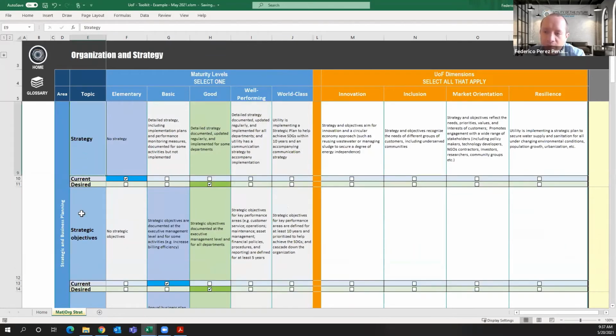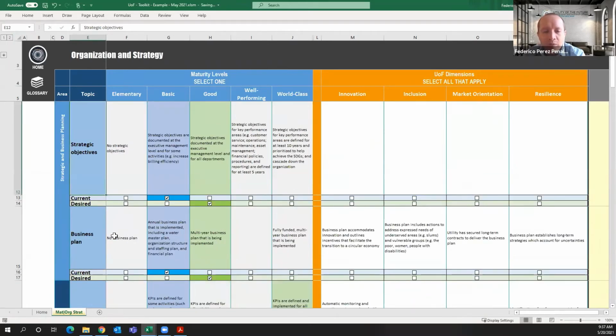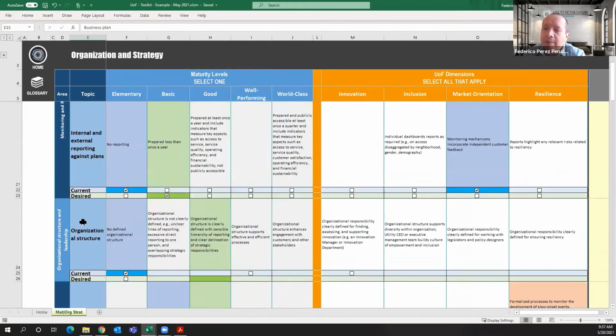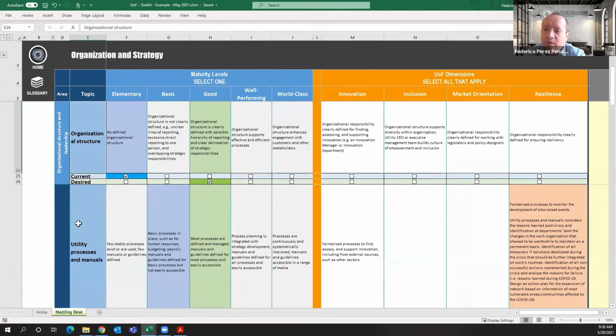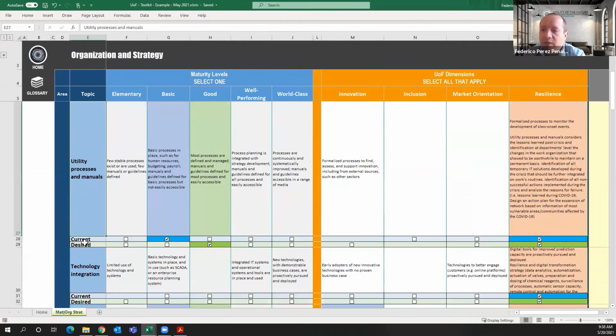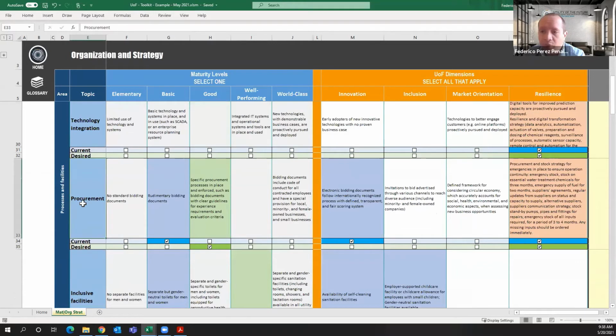Also, we ask if we have strategy goals, etc. And in most of the cases, one of the actions in the 100-day action plan is to design this strategic framework. Here we also ask things related to leadership, to process, to procurement, which is also important for the utility.